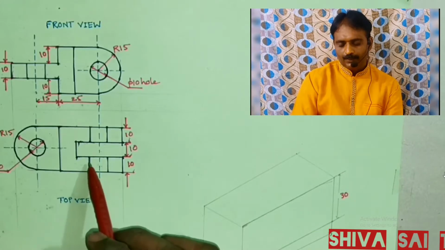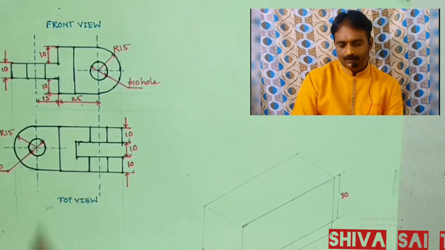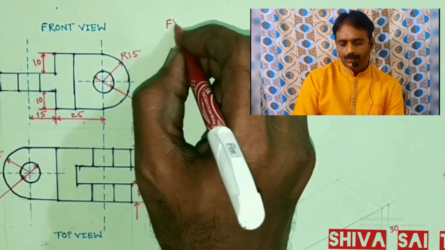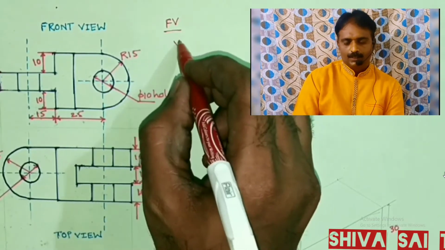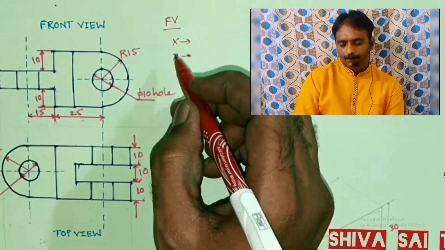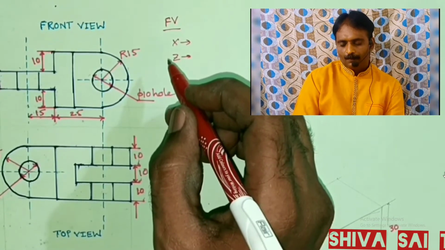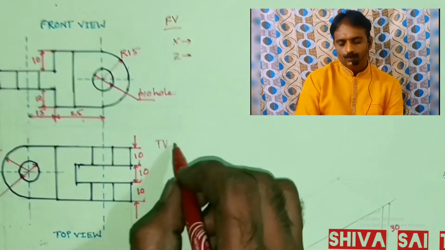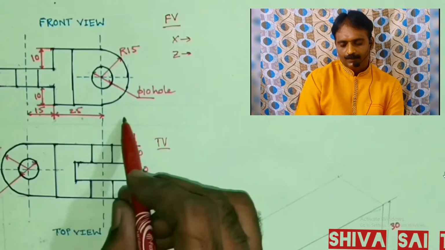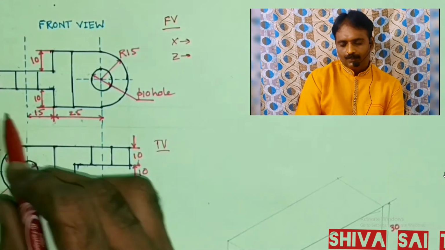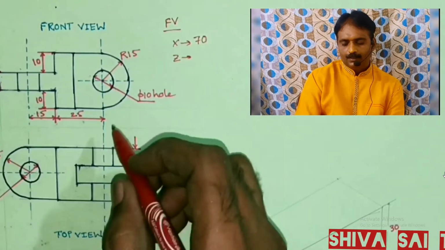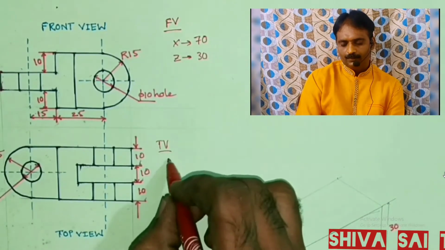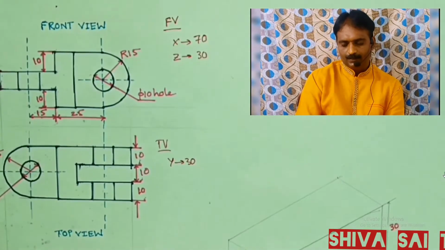In the top view we have two layers, the C section, and we know that from the front view we are going to get the X measurement and Z measurement, the Z axis measurement, and from the top view we shall have X and Y measurements. So from the front view, the measurement along the X axis is 70 units and Z is 30 units, and the measurement along Y from the top view we have got as 30.